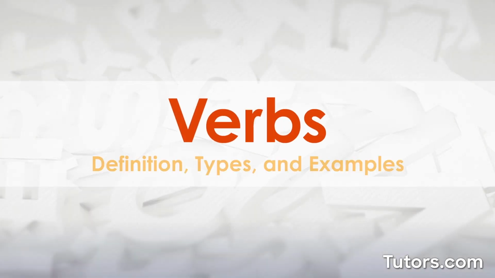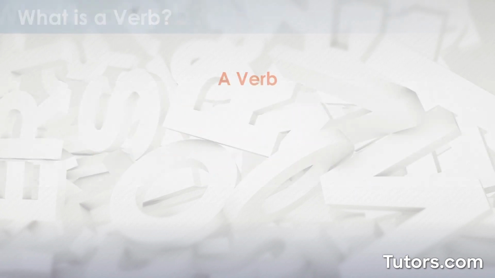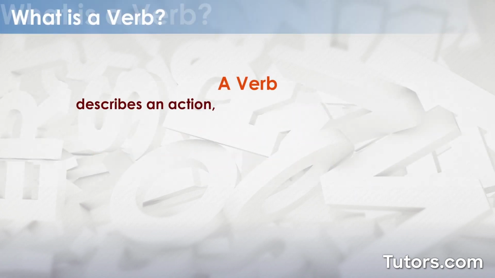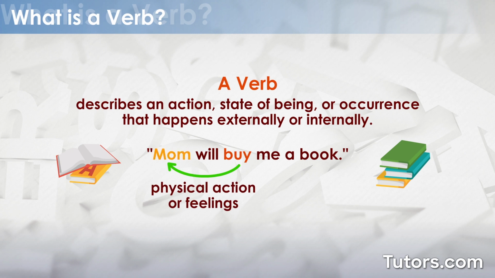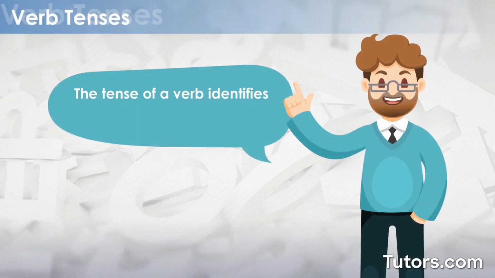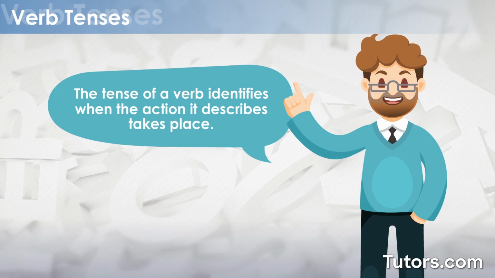What is a verb? A verb describes an action, state of being, or occurrence that happens externally or internally. They indicate the physical actions or feelings of the subject of the sentence. Every complete sentence needs at least one verb. The tense of a verb identifies when the action it describes takes place.